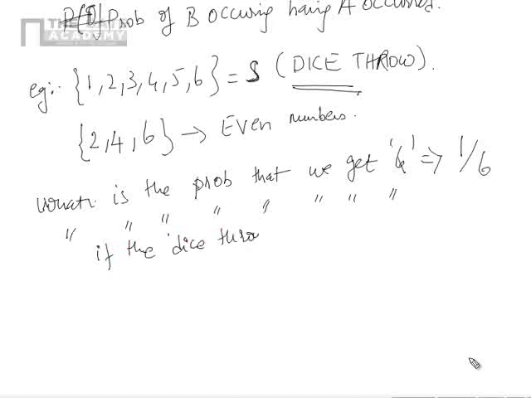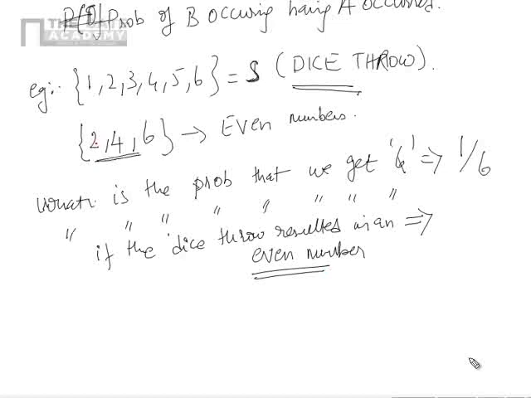Now what is the probability that we get 6 if the dice throw resulted in an even number? Now I know for sure that when I threw the dice, only an even number came. This is told to me in the problem. If the dice is thrown and the result is an even number, what is the probability that I will get 6? So now the possible outcomes are only 3, out of which 6 is one, so it is 1 by 3.